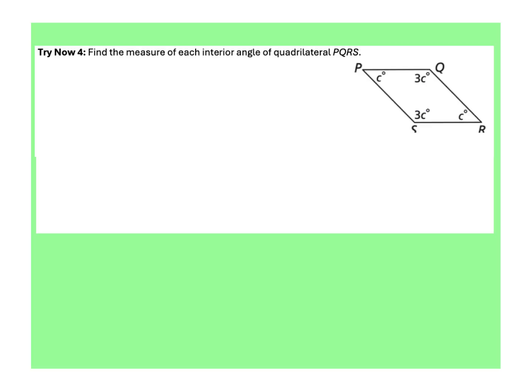Here's a try now for you to try on your own. Notice that this shape is a quadrilateral. We have quadrilateral PQRS. Go ahead and calculate C, and then list the measure of each of the angles. Please pause your video now and give this a try.